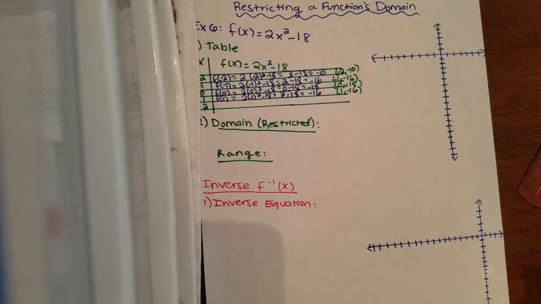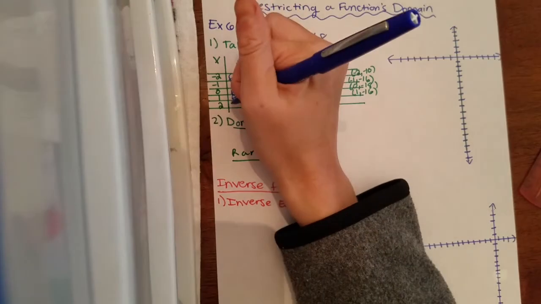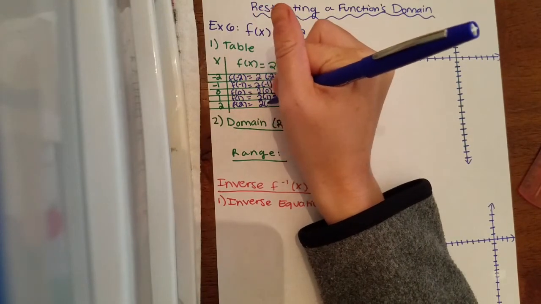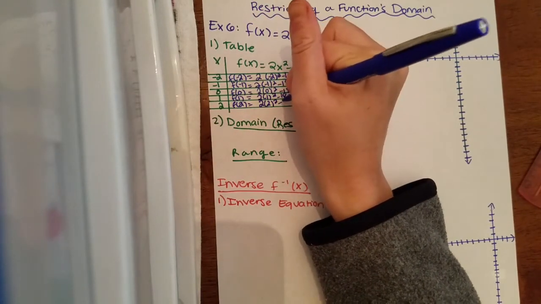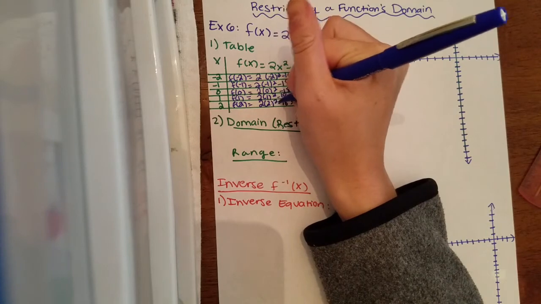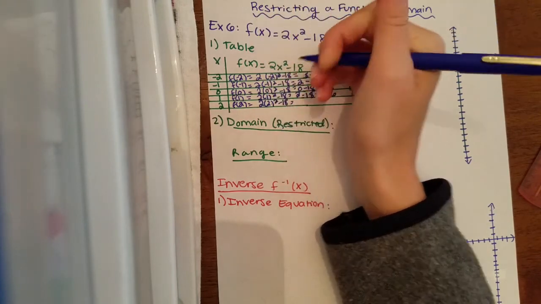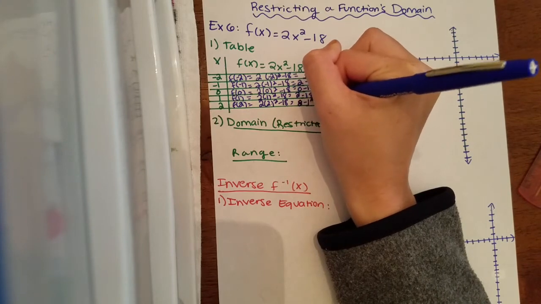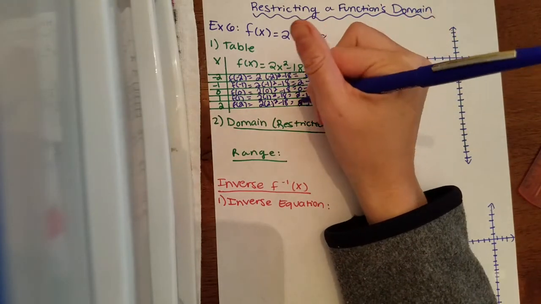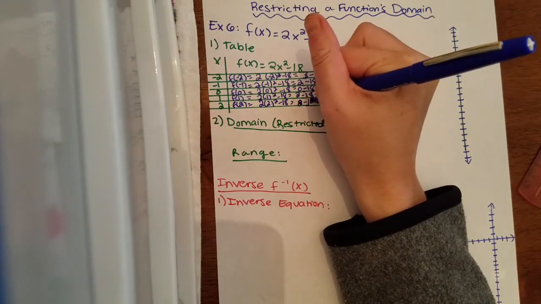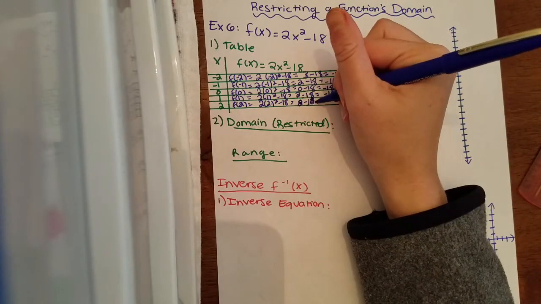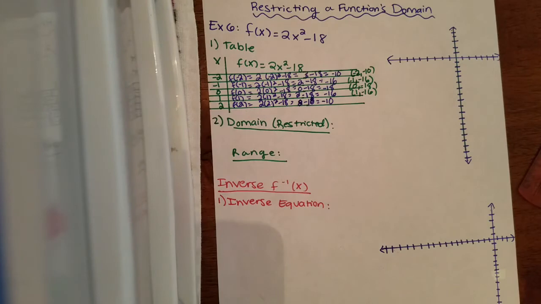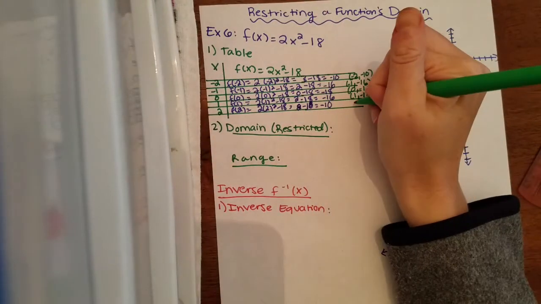And finally, the last point we'll be plotting, we're going to find f of 2. So we have 2 times 2 squared minus 18. 2 squared is 4, and 4 times 2 is 8. And 8 minus 18 will give me a -10. So the last point I'm going to be plotting is at 2, -10.